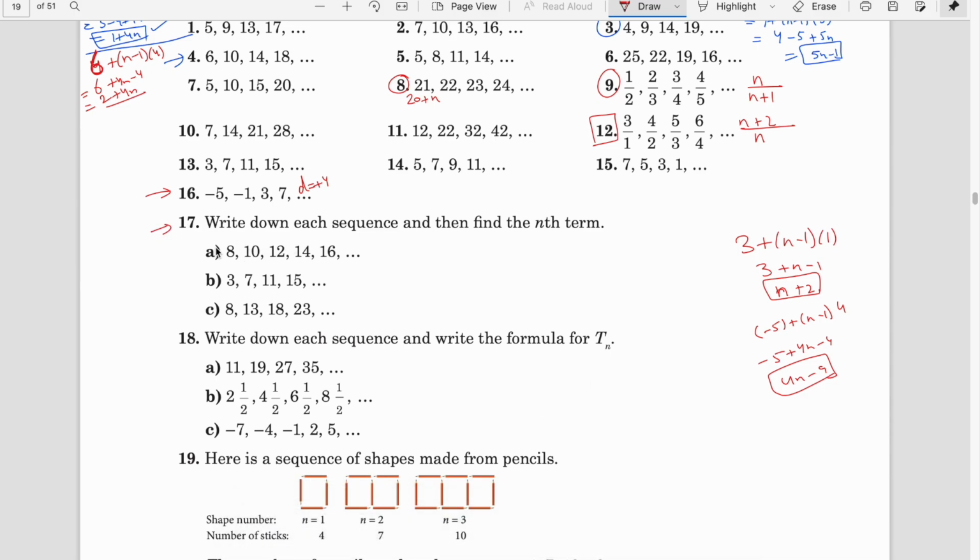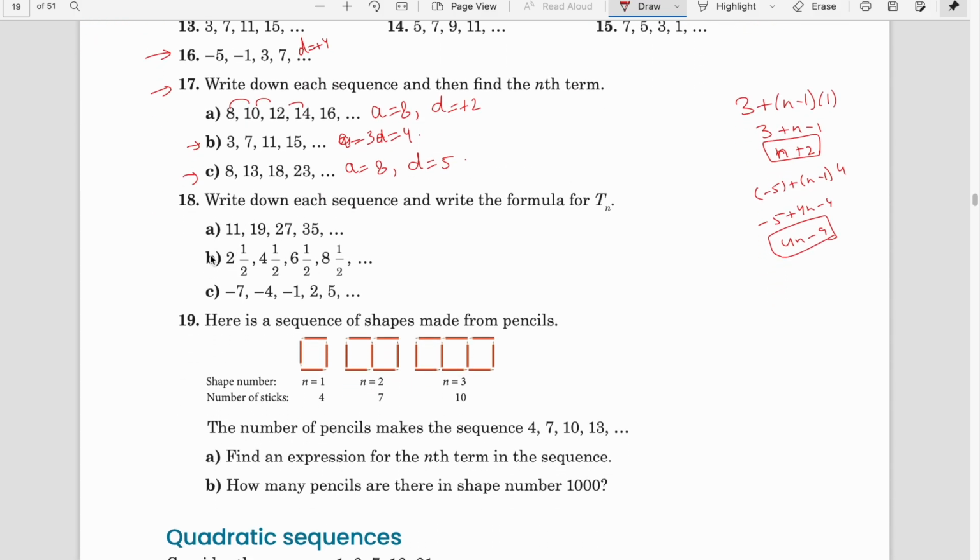Question number 17. Write down each sequence and then find the nth term. So directly nth term. This is 2, 2, 2. So now let's quickly just write. First term is 8 and common difference is plus 2. For B part, first term is 3 and the common difference is plus 4. For C part, first term is 8 and the common difference is plus 5.